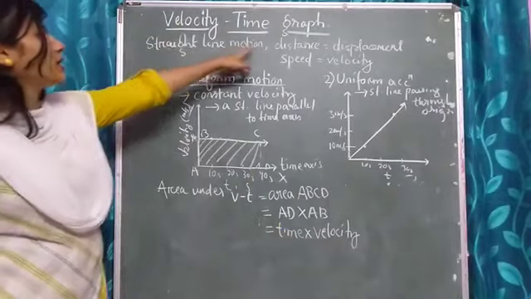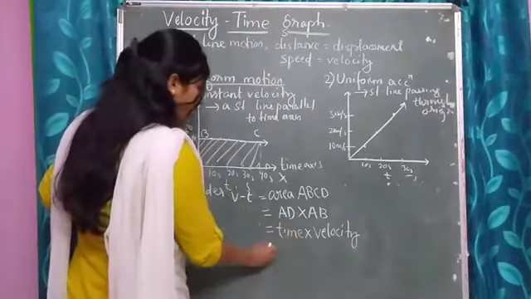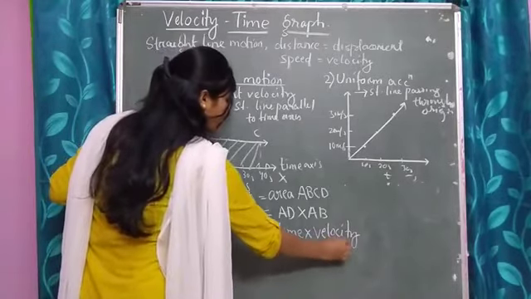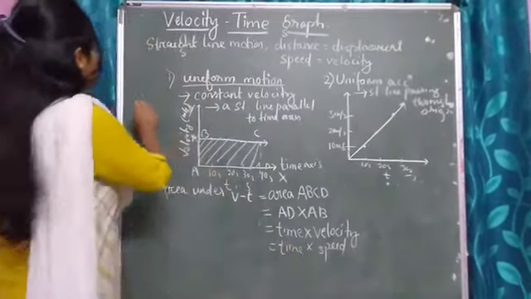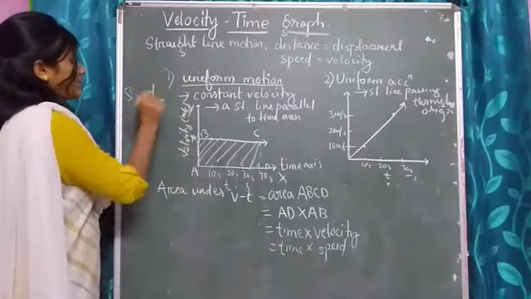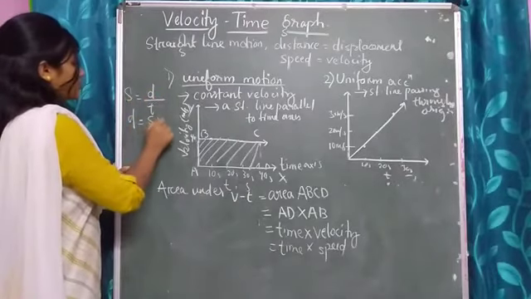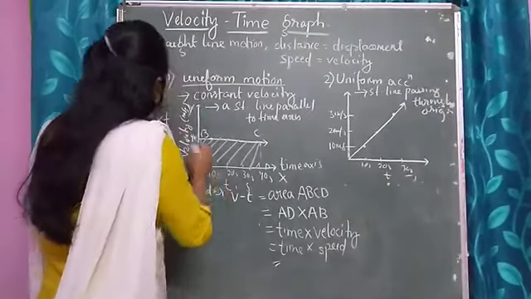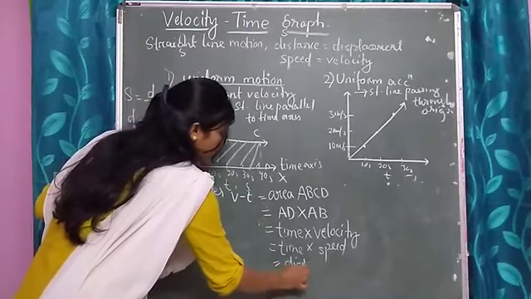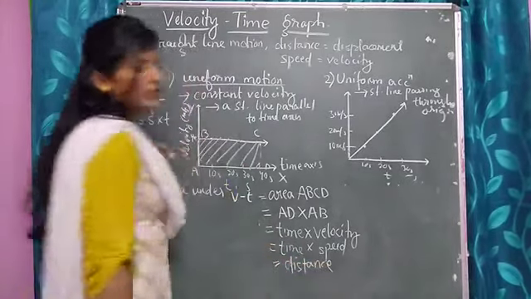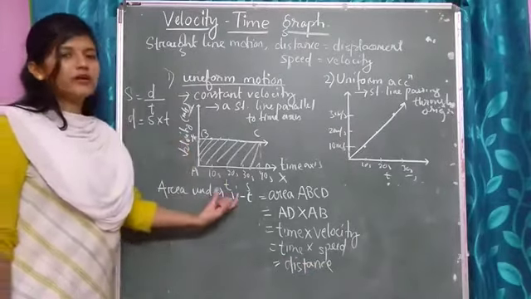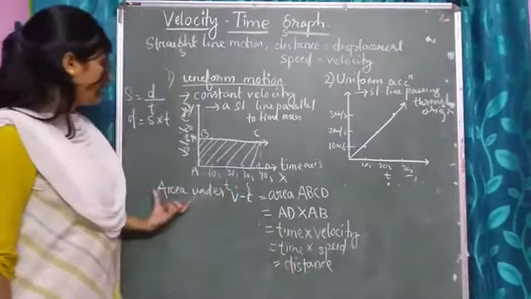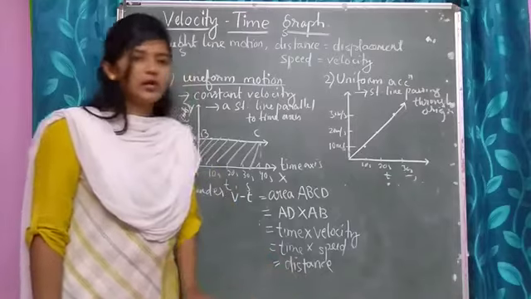Since we are going for a straight line motion, I can write it as time into speed. And what is time into speed? We know speed is equal to distance by time, so distance will be equal to speed into time. So time into speed will give us distance. So what we can conclude is that the area under the velocity time graph will give us distance.